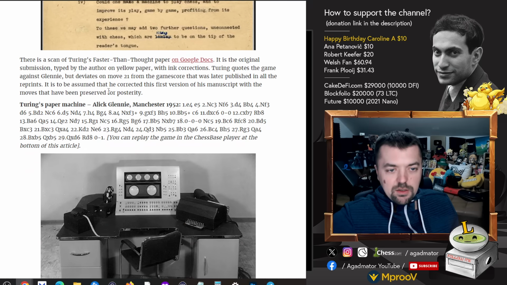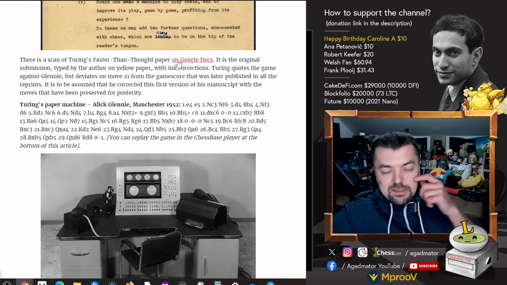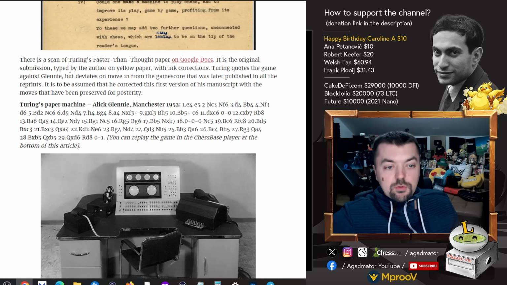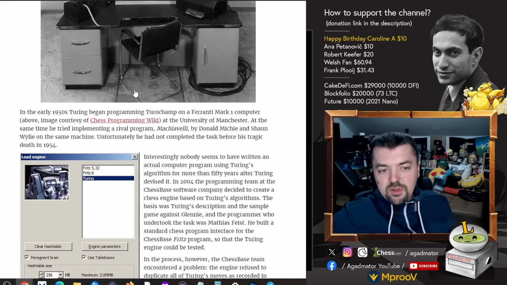And okay, there's also a scan of Turing's Faster Than Thought paper on Google Docs. Also, you can access it on the link in the description below. And in the original submission typed by the author on yellow paper with corrections, Turing quotes the game against Glennie but deviates on move 21 from the game score that was later published in all the reprints. It is to be assumed that he corrected the first version of his manuscript with the moves that have been preserved for posterity, as the game we covered in the previous video.